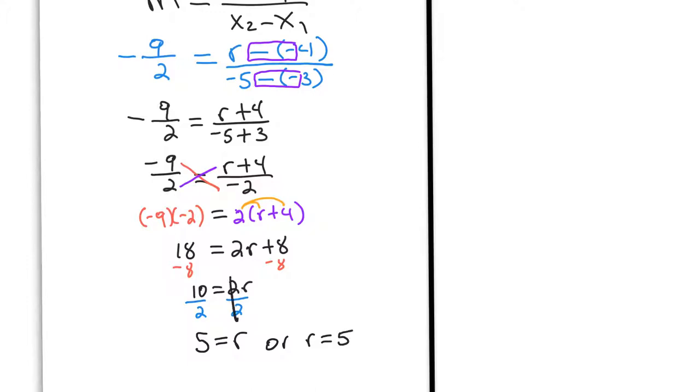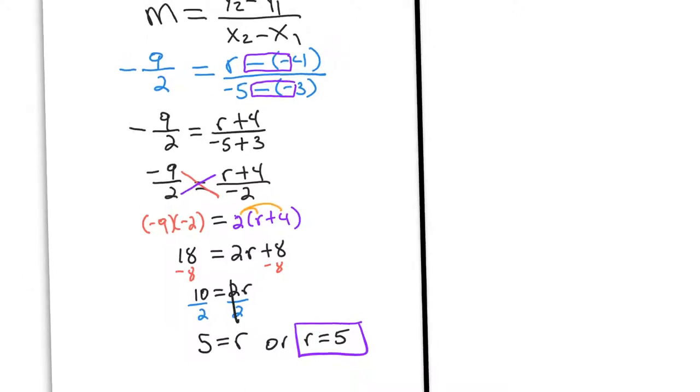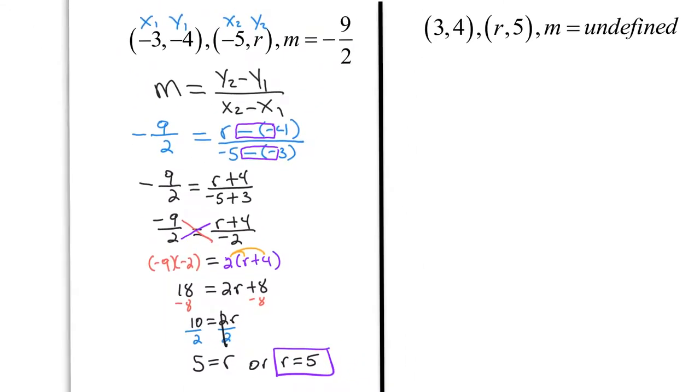This turns into an invisible 1. We don't need it. So my answer, the value that I'm looking for, is 5. That number is going to work for those 2 points and to have a slope of negative 9 over 2. So let me just zoom out here to show you guys this number 5 needs to be here in order for all of this to work. So let's try the next one.